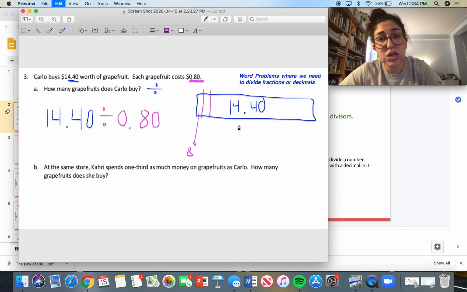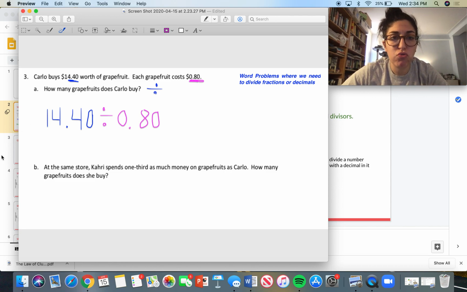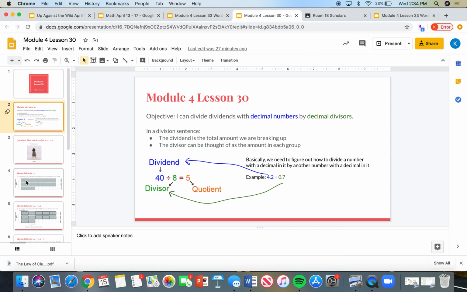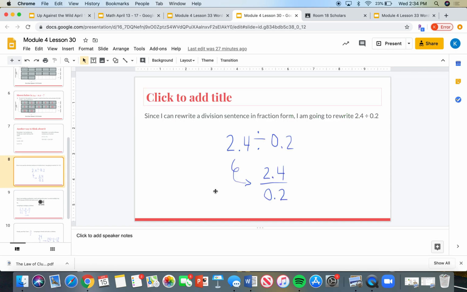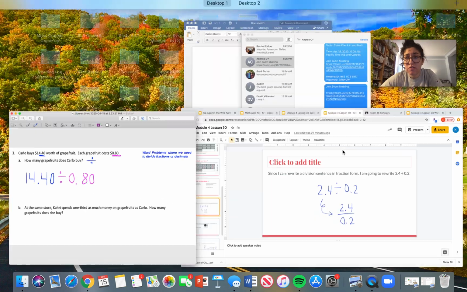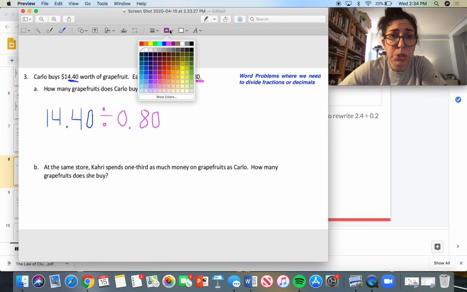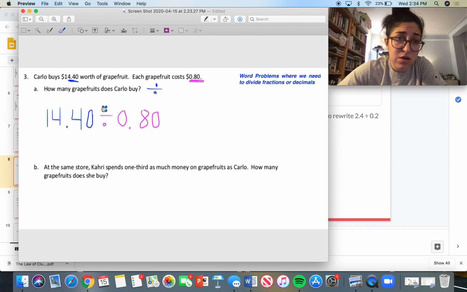And you could go all the way through and then you would count your groups to find out how many you had. But what we talked about in class, and again, if you look here, we talk about that you can rewrite this as a fraction, because a division symbol is really just another way to show a fraction. And what I'm going to do here is change this around just so it's a different color, just so we can see it.